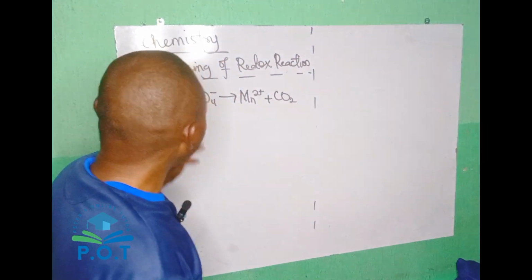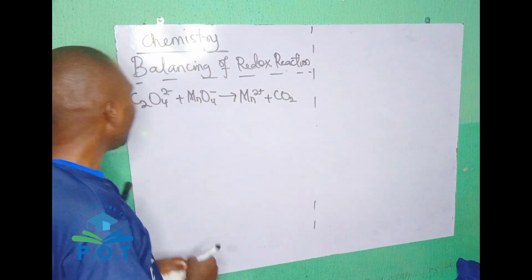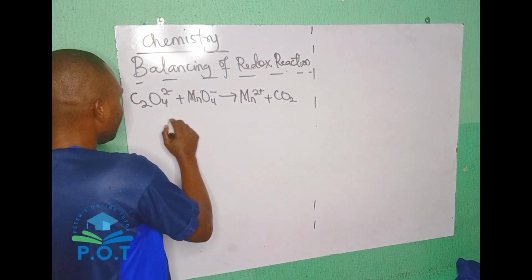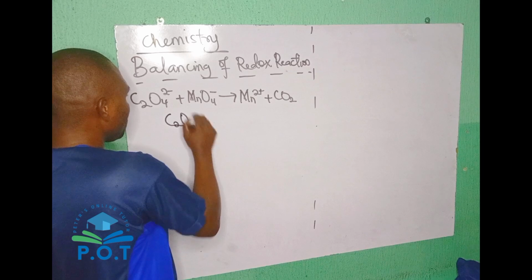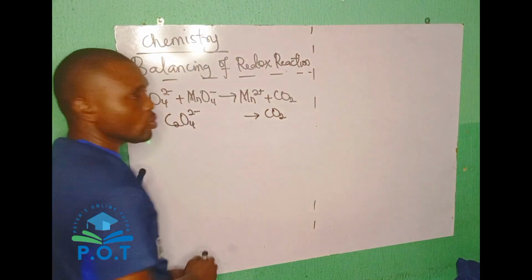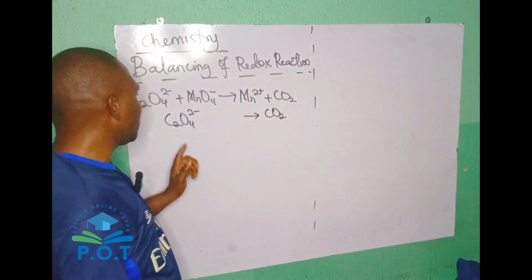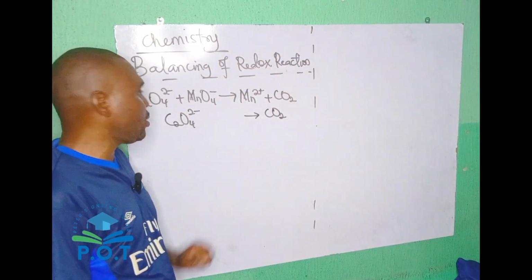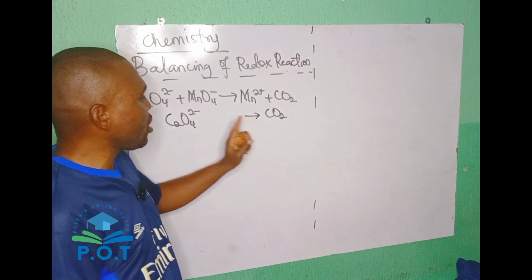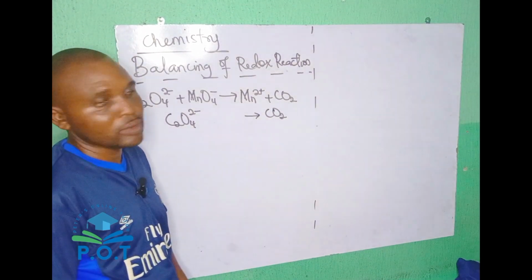So today we want to see how to balance this redox reaction. So what's the first step here? I'm going to start by writing C2O4 2 minus, CO2. Then I will look for the oxidation number of carbon in this compound, and also the oxidation number of carbon in this compound as well.